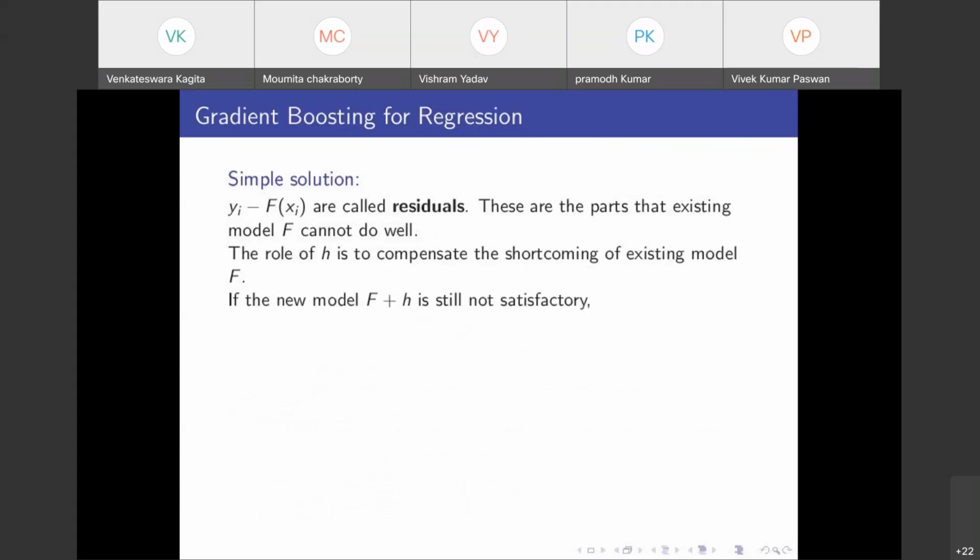So now the question is, if the new model f plus h is still not satisfactory, what would you do? It has not reached the satisfactory level. So what would you do? More residuals? Somebody said more residuals. Any other answer?